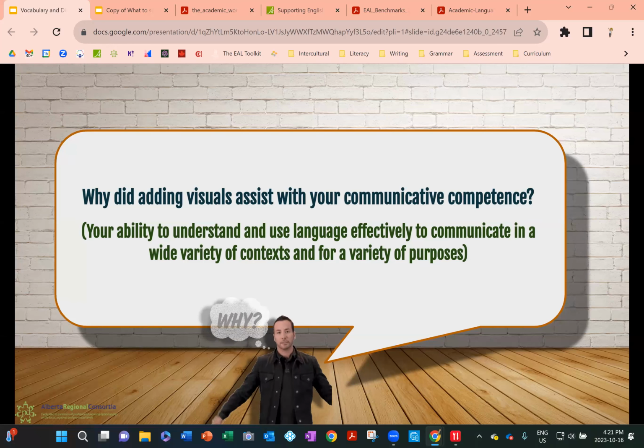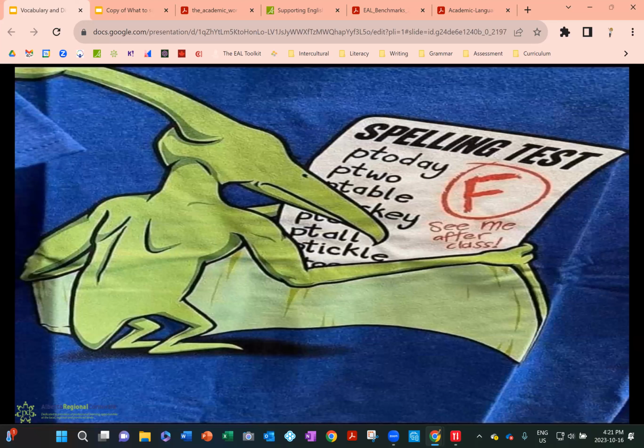So visuals are huge and an important piece of understanding and making things comprehensible for anybody who's learning a language. And the other piece is that, with communicative competence and the visuals, we're constantly trying to map what we know onto our new learning.